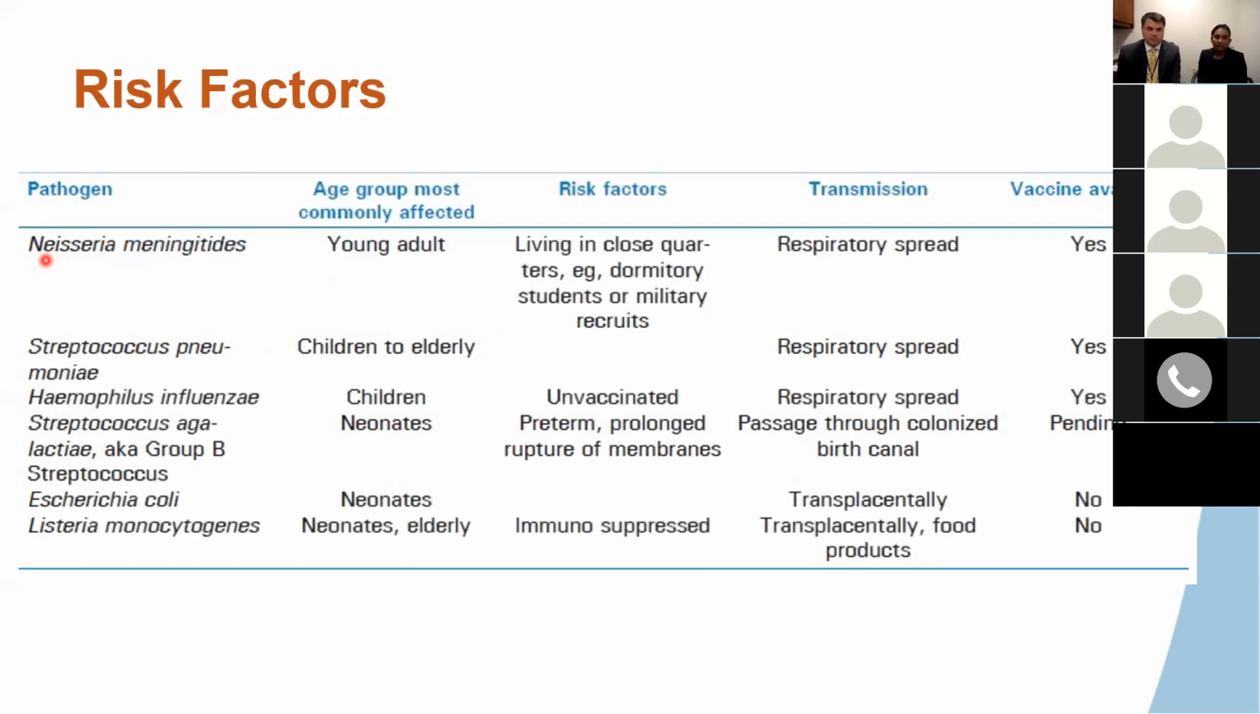Yes, exactly. Haemophilus influenzae, usually in children, and because of the vaccination, that trend has gone down. Streptococcus agalactiae, or we call it group B strep, that's usually the biggest culprit for kids less than 1 month of age.